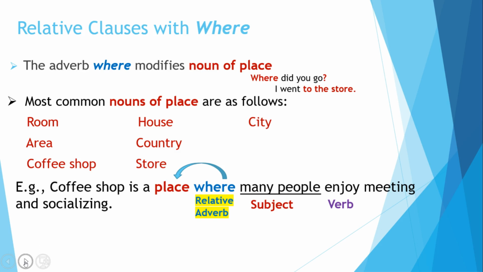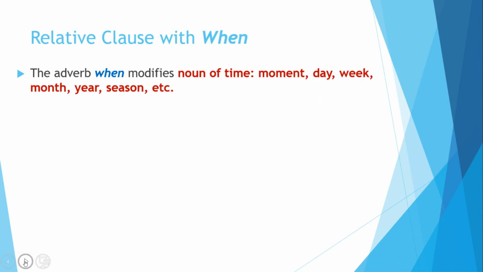This is very useful for any kind of descriptive paragraph or essay. You have to include this relative adverb where that will modify the noun of place. Now let's move on to the relative clause with when. The adverb when modifies a noun of time, such as a moment, day, week, month, etc. Any kind of noun that is related to time, you want to use when.